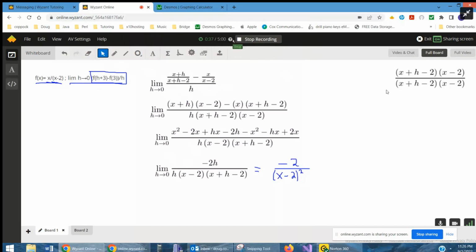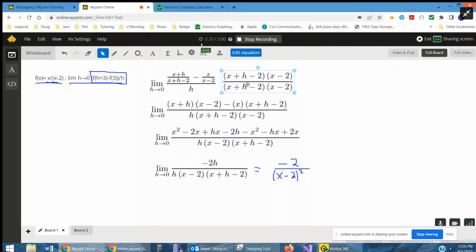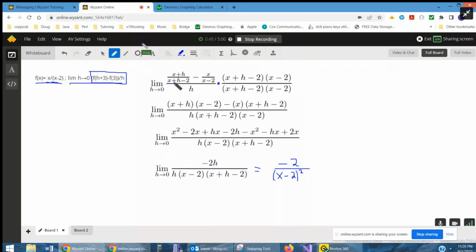So I'm going to drag this over here and say I'm going to simplify this complex fraction by multiplying numerator and denominator by the LCD of all these little denominators. So we're turning a complex fraction into a simple fraction.